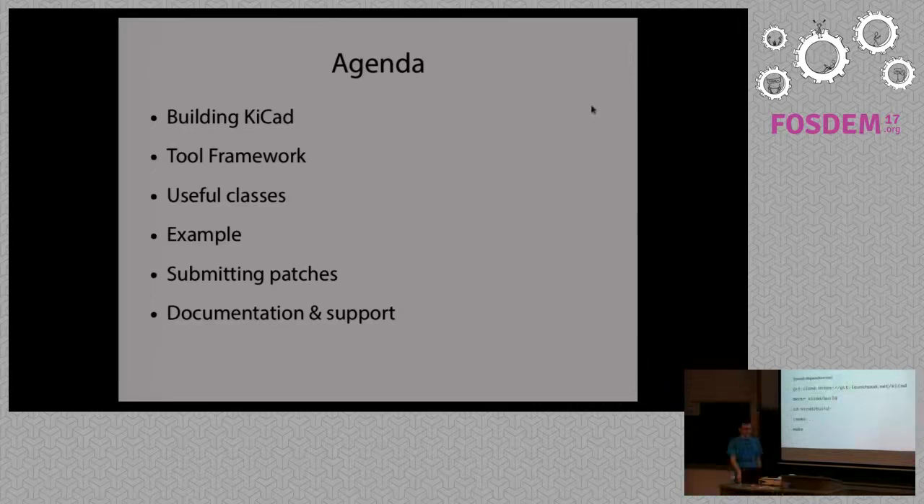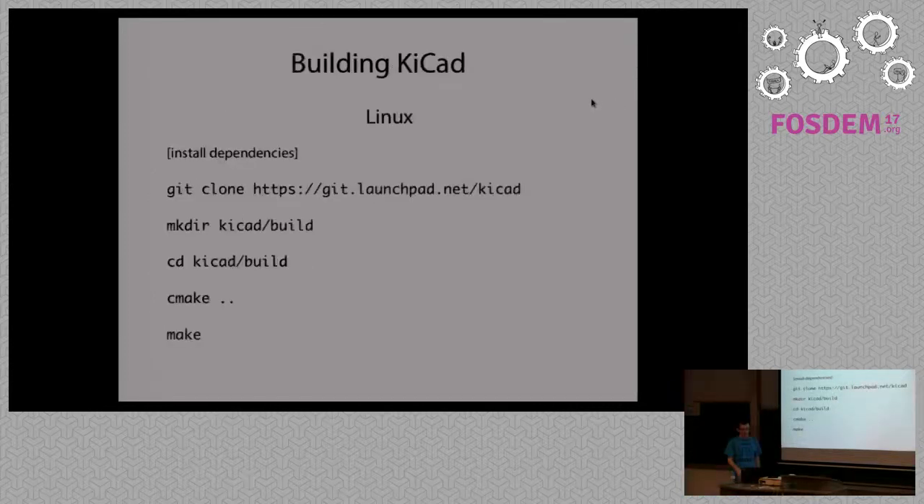So building KiCad is really quite straightforward. For Linux, you need to install dependencies. It's just a bunch of libraries that usually you can get with your package manager of choice. And then these 5 commands will get you a binary, and that's a good starting point for further development.